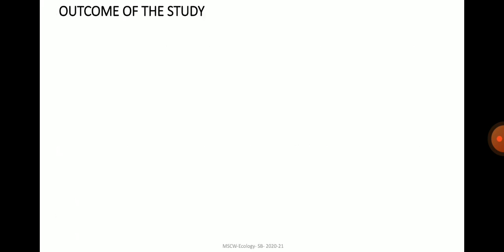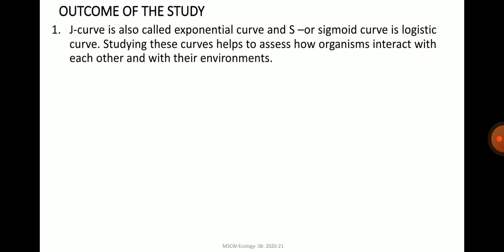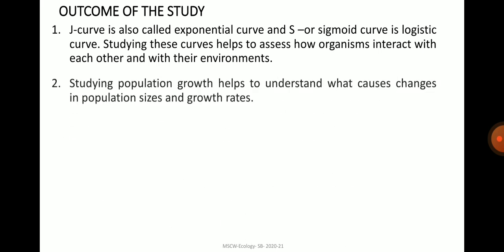Finally, the outcome of the study, as we have already studied the two types of growth curves, that is the J and the S curve. The J curve is also called the exponential curve and the S or sigmoid curve is called the logistic curve. Studying these curves helps to assess how organisms interact with each other and with their environments. Study of population growth helps to understand what causes changes in population sizes and growth rates.